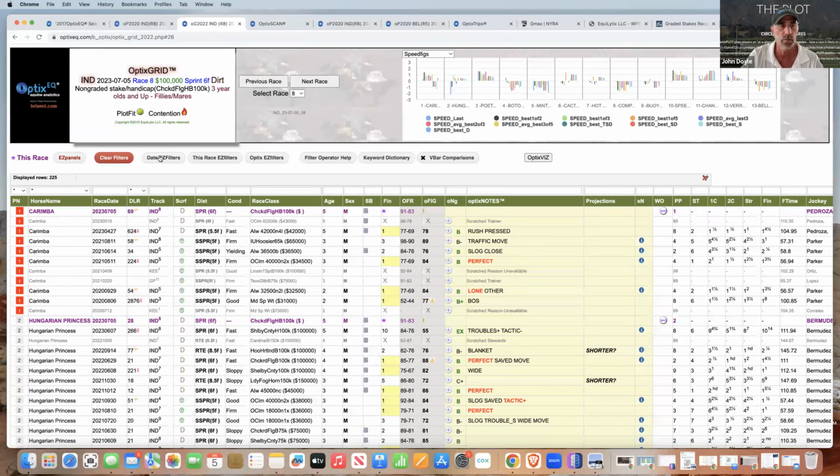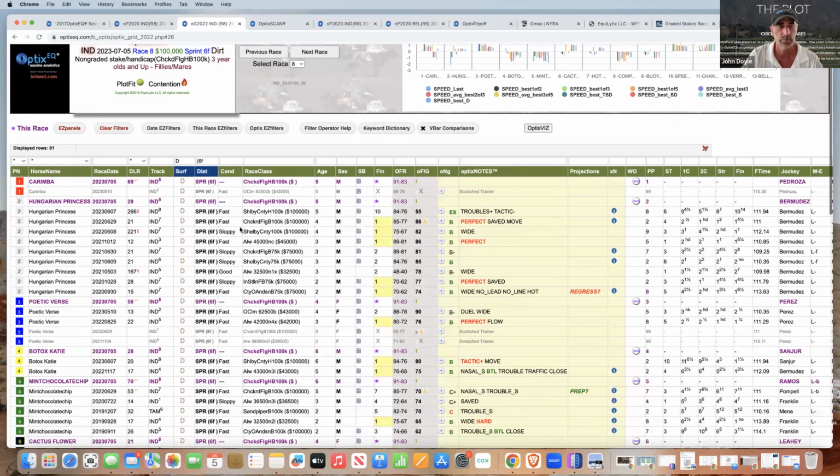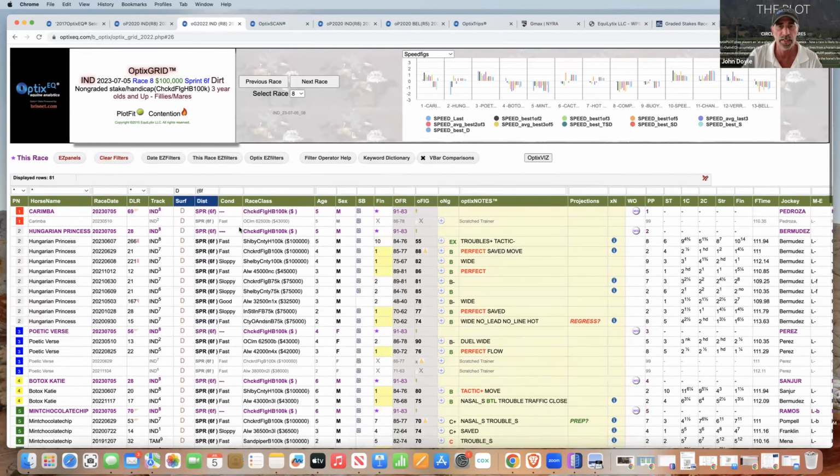And the first thing I'm going to do is look at races at today's surface and distance. So I go over to easy filters. This is right there. You don't have to type anything in for yourself. So it's today's surface and distance. I click that. So that gives me the horses that have run in the past, how they've done at this track, at this surface and distance.